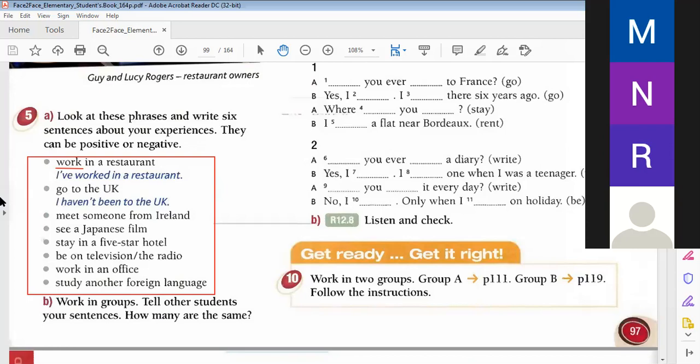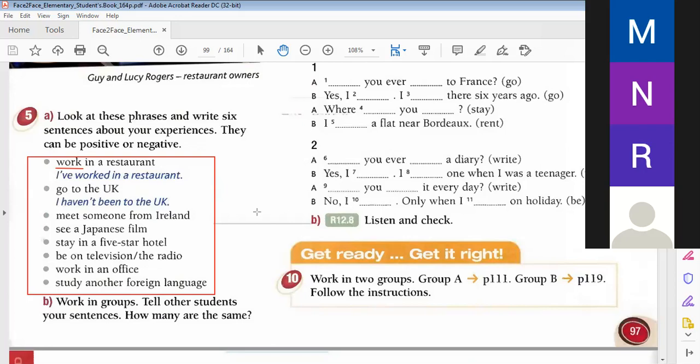I've met someone from Ireland. Okay, that's great. That's good. Okay, what about you, Rani? Can you give us some examples? Can you talk about 5 different examples from this list about yourself?